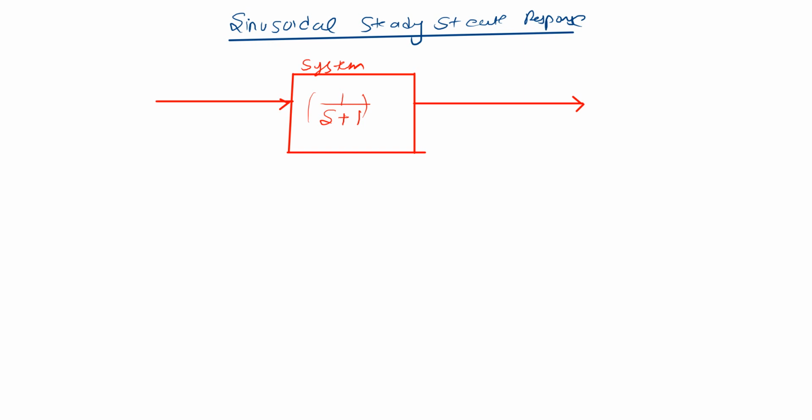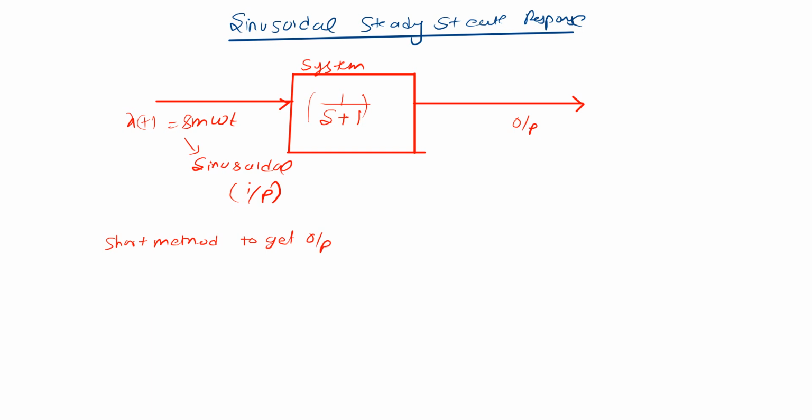All right, so I'm going to apply x(t) equal to sine omega t, which is the sinusoidal input. Now you will get the output. So how will you get the output? We have a short method, you can say, to get the output. Short method. So what is the short method here? Just you have to do the same way which we are doing here.